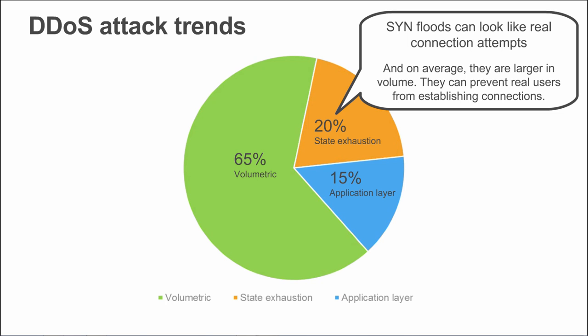The second type of attack, which is less prevalent, occurring 20% of the time, is SYN floods. These can look like real connection attempts, but they are not real connections, because when we make the connections and send a SYN cookie back, we don't get the SYN cookie back at the web servers. So we know those are malicious SYN floods.